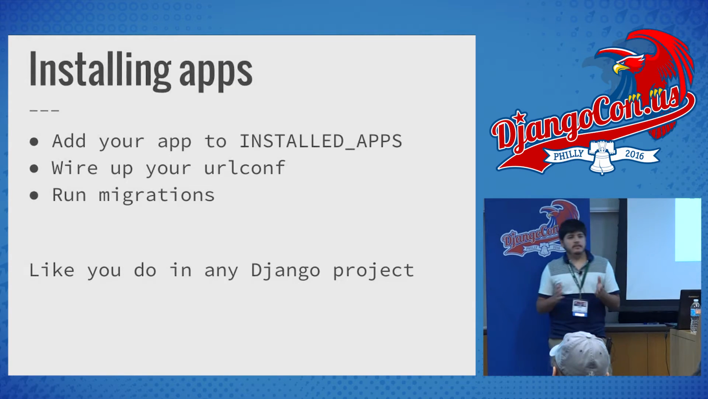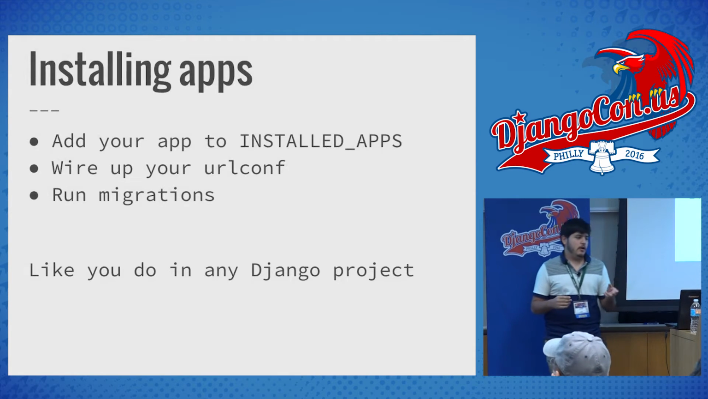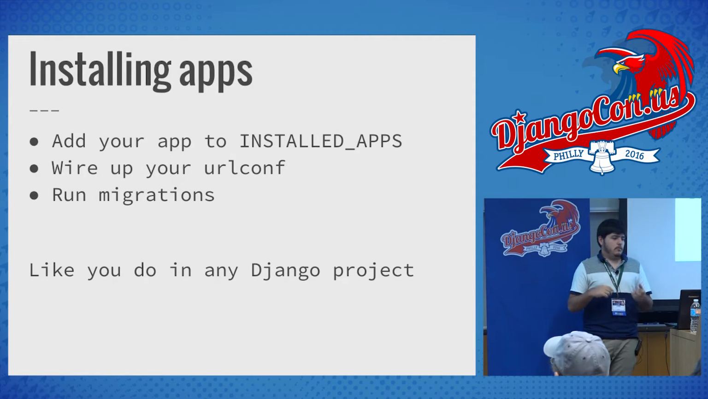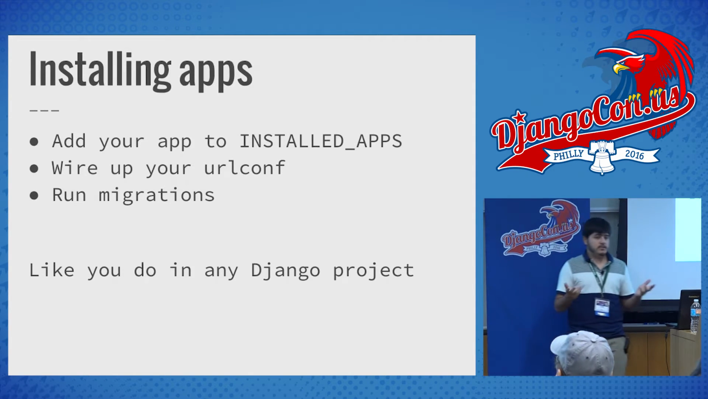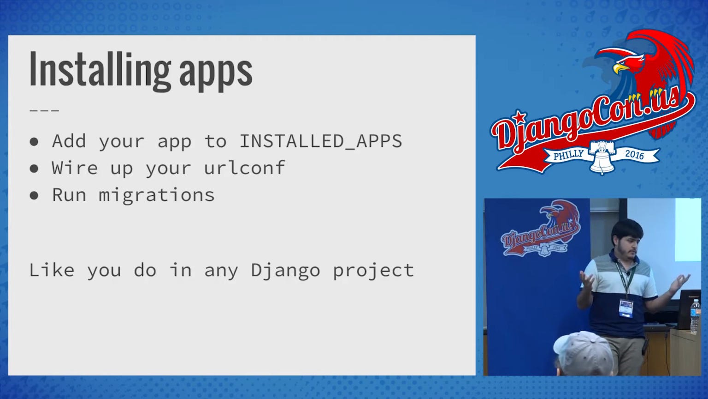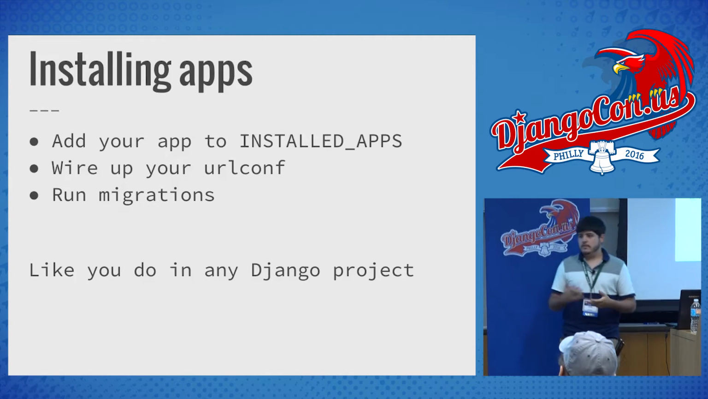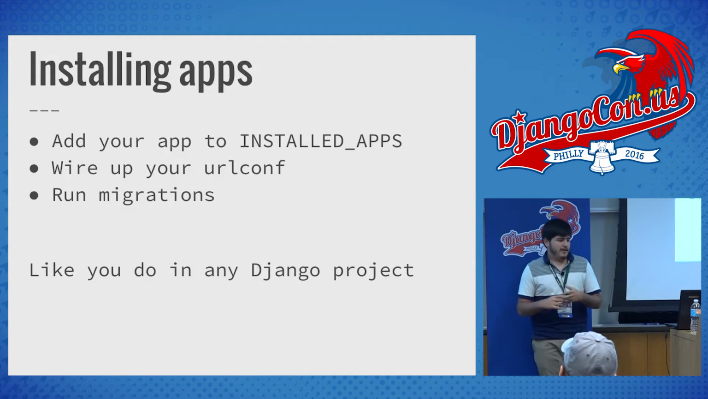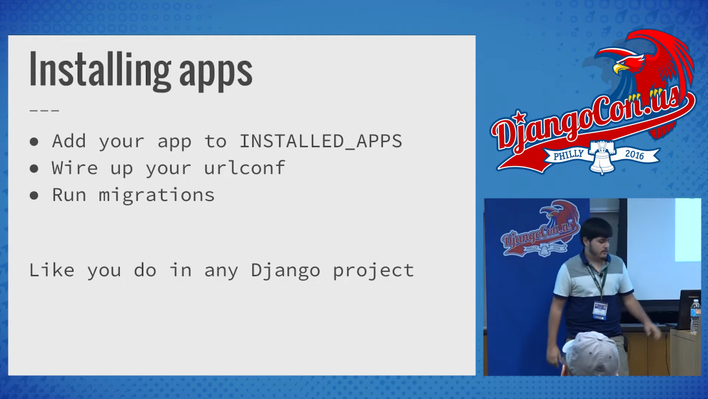So how do you install an application in Mezzanine? Well, it's just like any Django project. You add your app to INSTALLED_APPS in settings, you wire up your URL configuration, and finally you run migrations, if any, and you're up and running. Of course, if your app is more complex and you need to define custom middleware, context processors, or anything like that, you can do it. It's just like installing anything on Django.